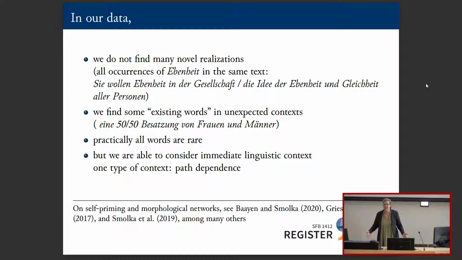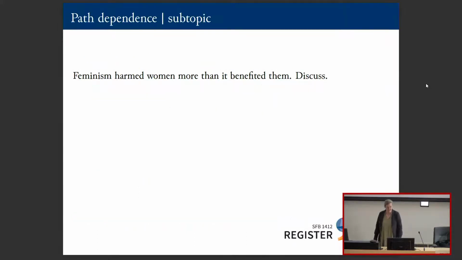We can look at the context. In a corpus, we have the context, and I love this, that we have it. And here, we will look at one aspect of the context that we've called path dependence. So this is the prompt that people were given.